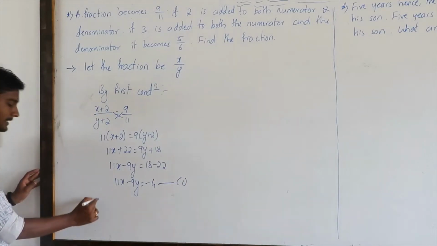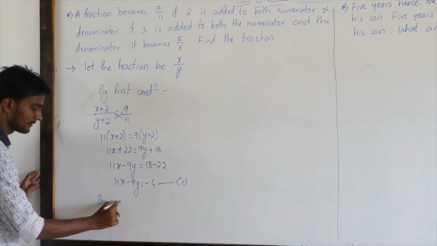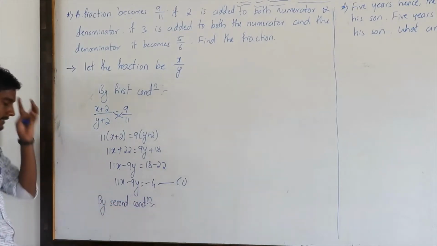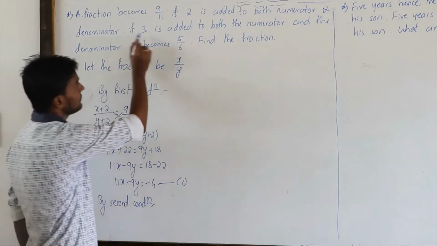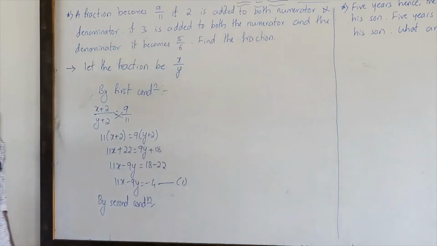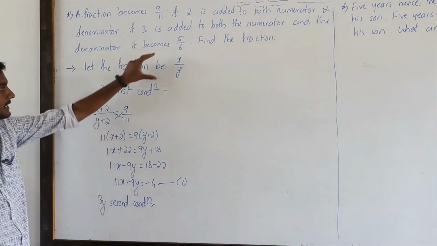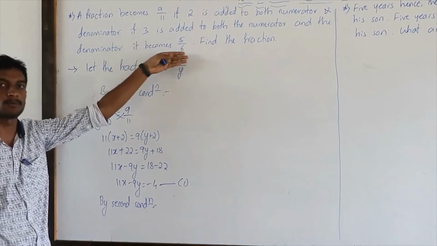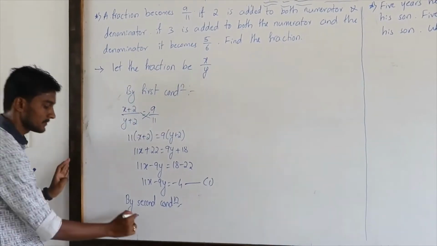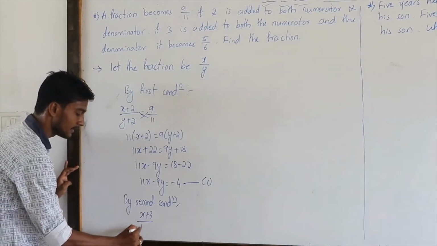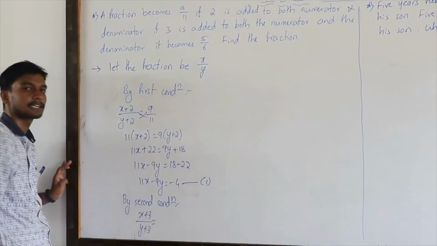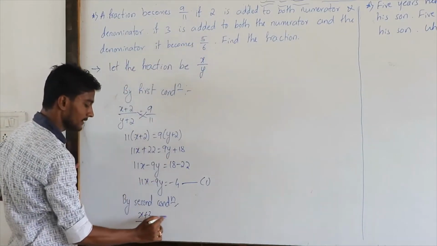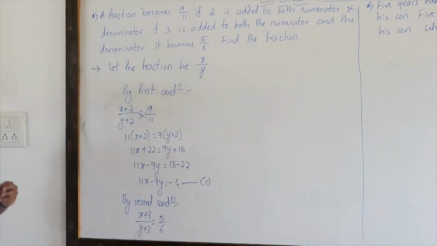So by second condition. What is given in the second condition? If 3 is added to both numerator and denominator. For the given fraction we have taken x divided by y. For this x divided by y, if we add 3 to both numerator and denominator, we get x plus 3 divided by y plus 3. If we add 3, the fraction becomes 5 divided by 6. It becomes 5 divided by 6.